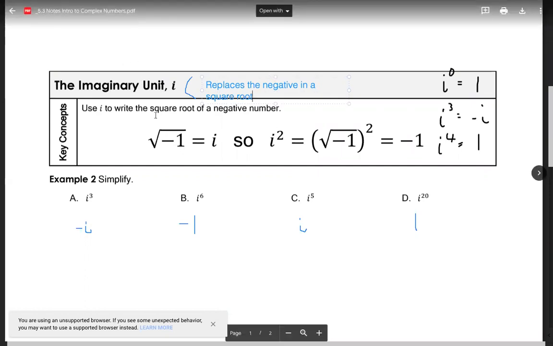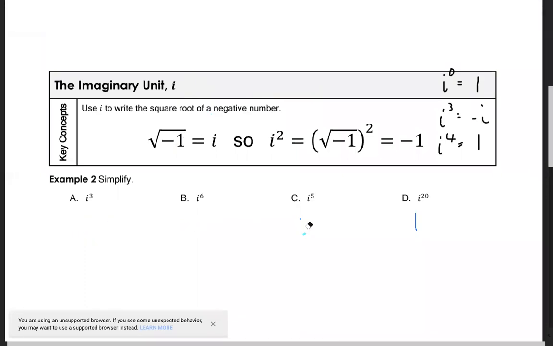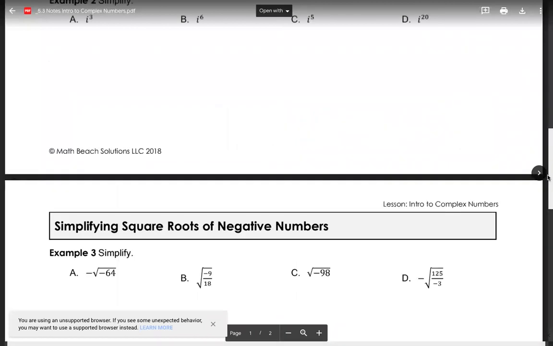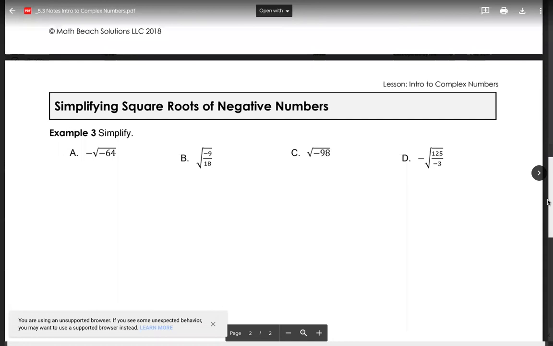Okay, so basically that's what the imaginary unit i does. And if you look right here, it talks about that with your square root of -1 equals i. So I'll show you guys how to apply that main concept to an actual problem. But if you just get i's by themselves, it's easy just to type them in the calculator and simplify them down.